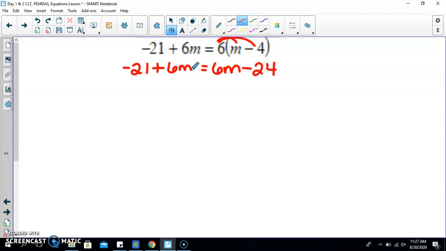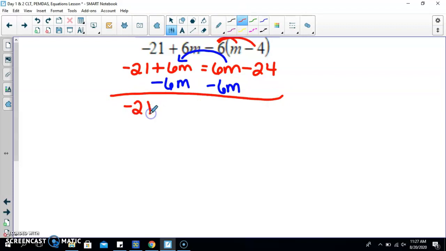Now, I don't have like terms on the same side to combine, but I do have variables that need to be moved to the same side. To move a positive 6m, I'm going to subtract 6m. That would leave me with negative 21. 6m minus 6m is 0. Equals 6m minus 6m is 0, and then bring down my negative 24. I don't have a variable anymore, but I have a statement that says negative 21 is equal to negative 24.